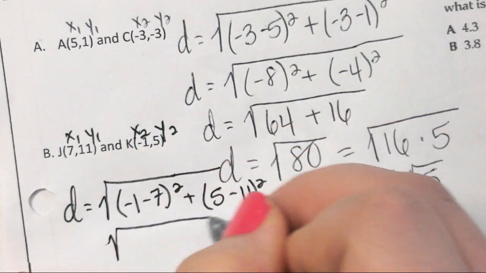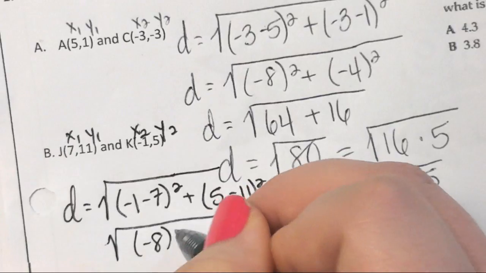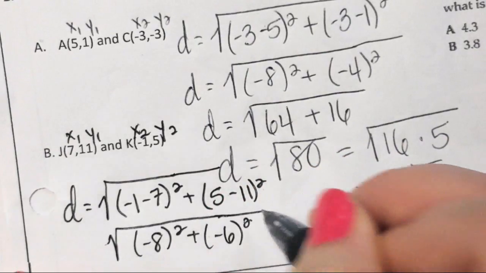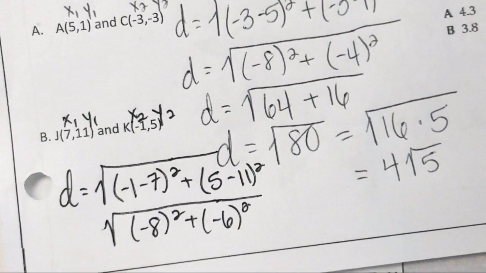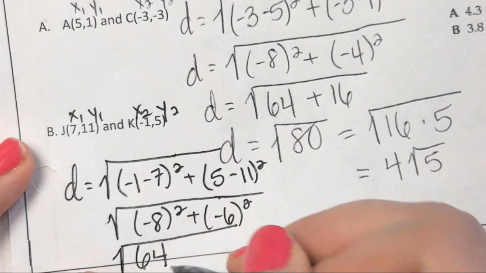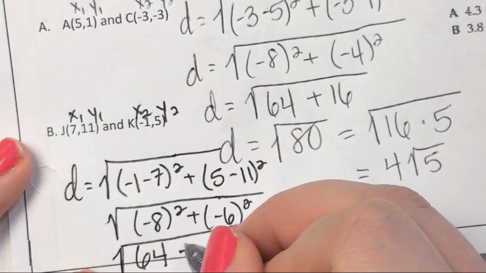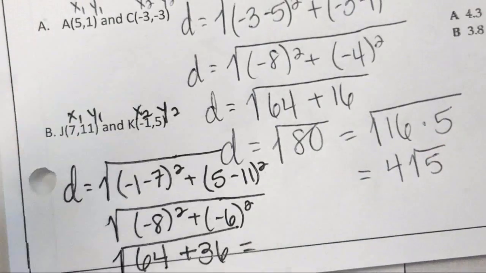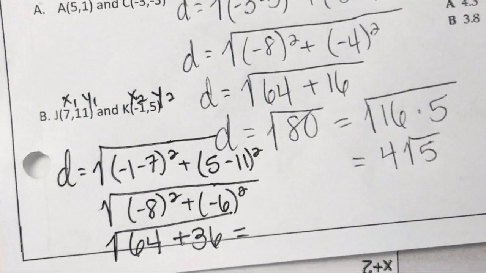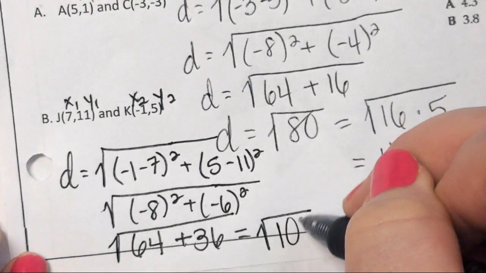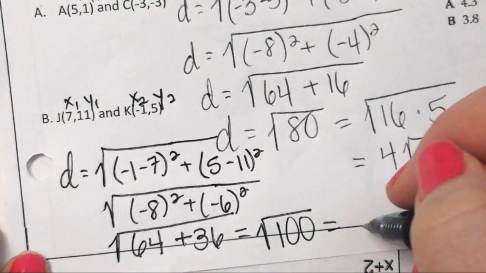Well, negative 1 minus 7, that's negative 8. 5 minus 11, that's negative 6. When I type that in my calculator, negative 8 times negative 8 is positive 64. Negative 6 times negative 6 is positive 36. I end up getting what? Which is a perfect square, so my answer should be 10.